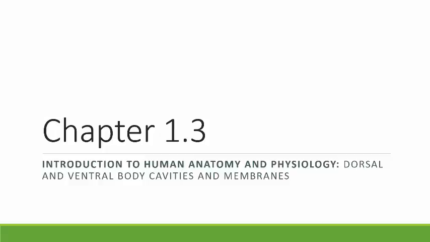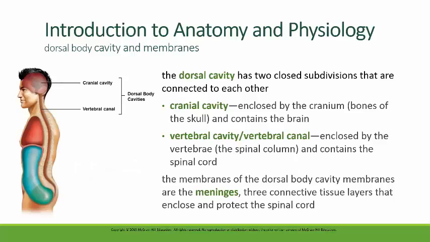In this lecture, we're going to be looking at the body cavities that are found on the dorsal and ventral surfaces of the body and the membranes that are associated with each of these. So let's just dive right in. The dorsal body cavities are the cavities that are found on the back side of the body. That's what dorsal means. If you think about the movie Jaws and how the shark goes swimming through the water and you can see the fin sticking up above the water, that's the dorsal fin of a shark. It's found on the dorsal surface.